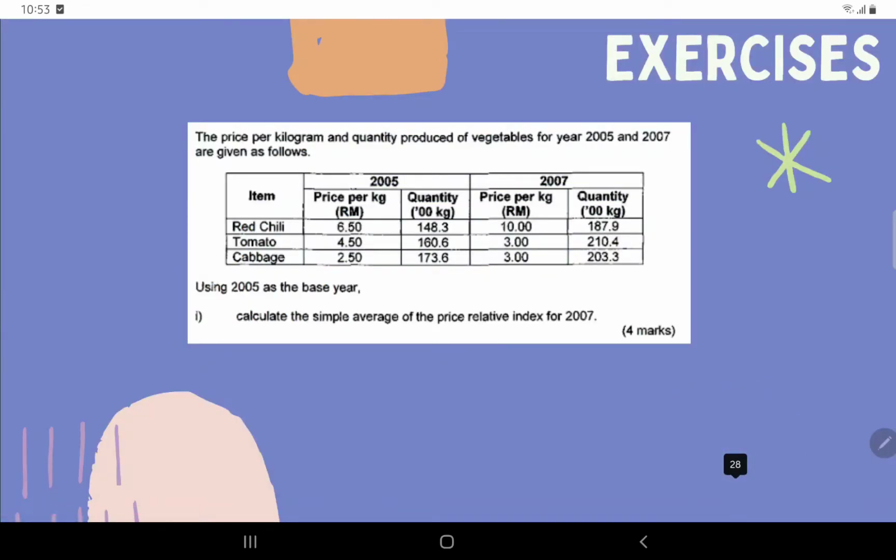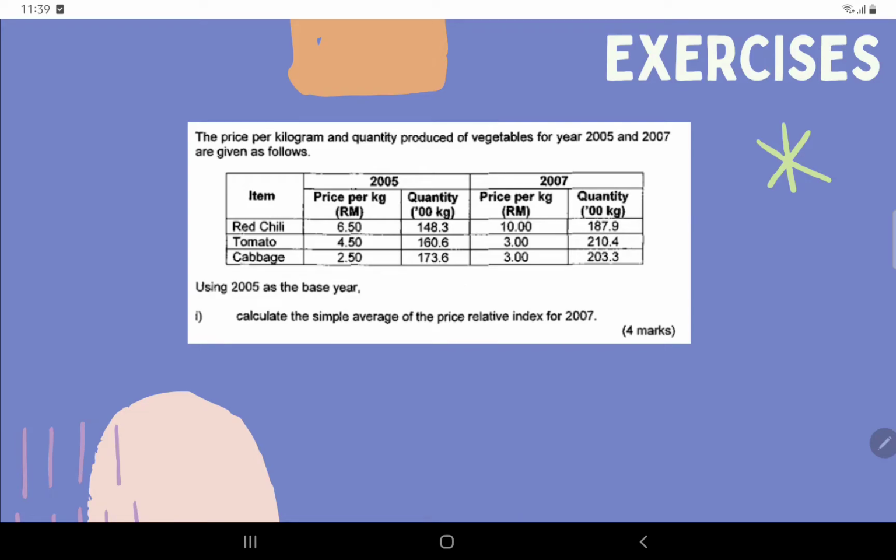Okay, let's do this exercise. Okay, you are given the information for price index of 3 items and the quantity index for 3 items in year 2005 and 2007. Okay, we need to use 2005 as the base year. So calculate the simple average of the price relative index for 2007. Okay, price sahaja, dia tak suruh cari quantity index. Okay, average for price.